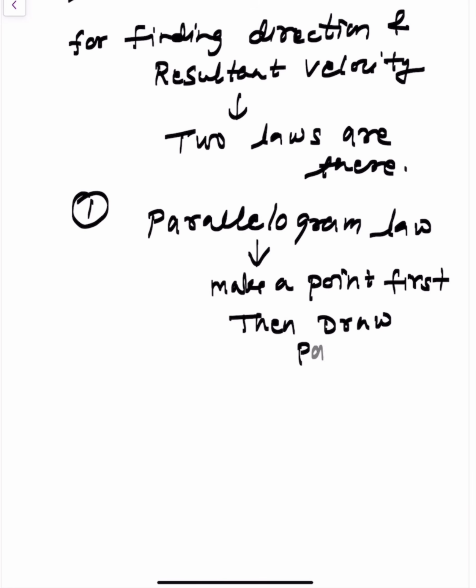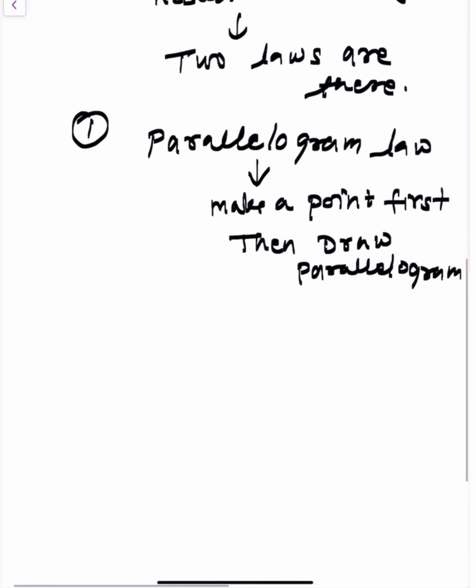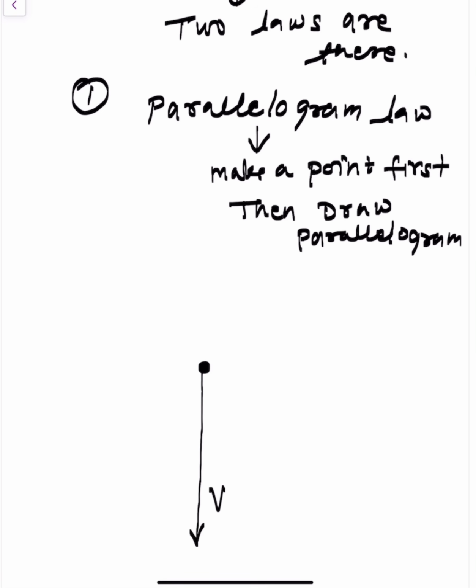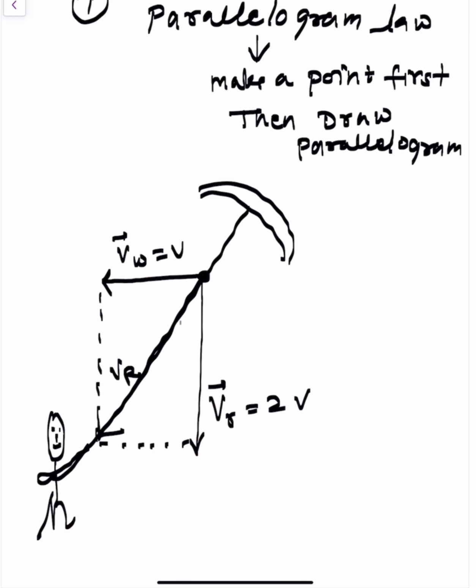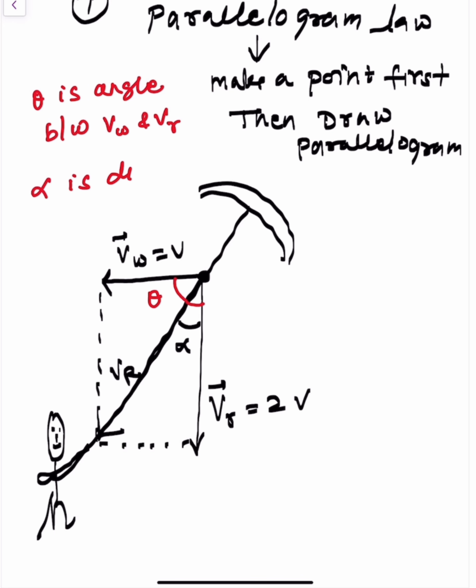What method should you apply? First you make a point and show the vectors. Here you have two vectors. First you decide a point and you show two vectors, velocity of rain and velocity of wind. Now make a parallelogram, and after that from your point you make the diagonal. This is the resultant velocity of rain, and that will show the direction of holding the umbrella.